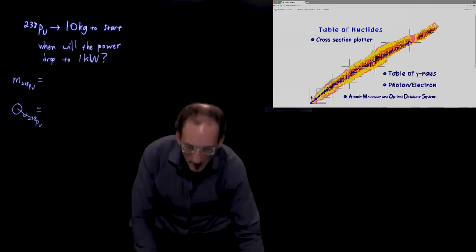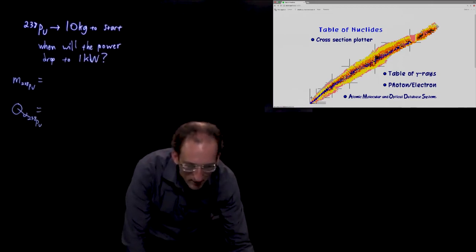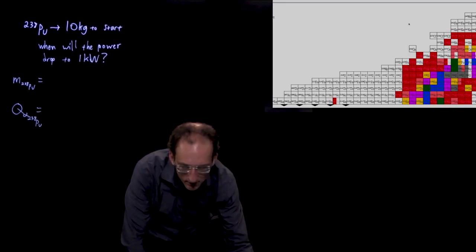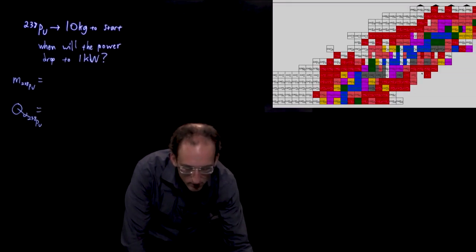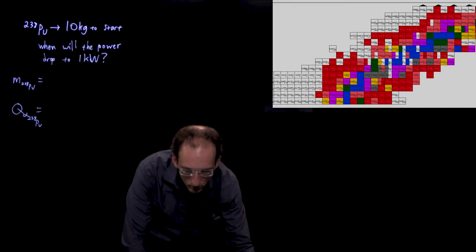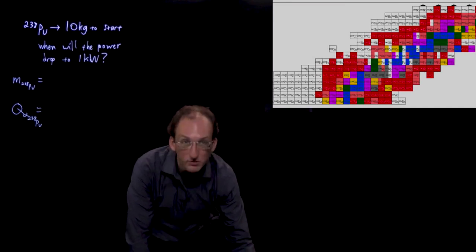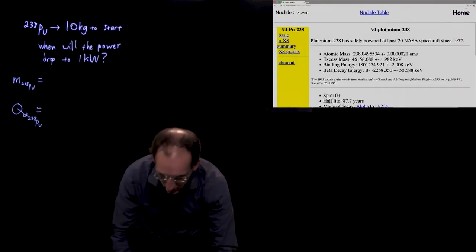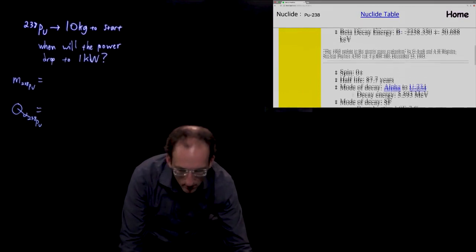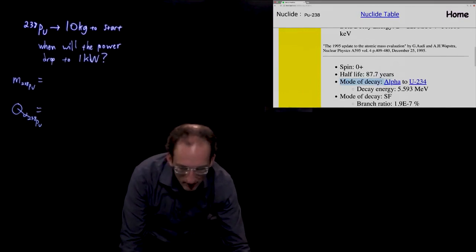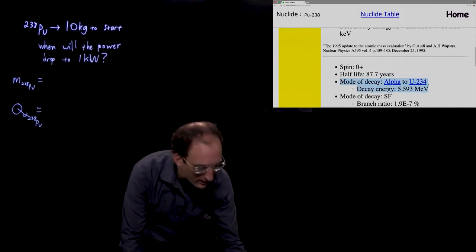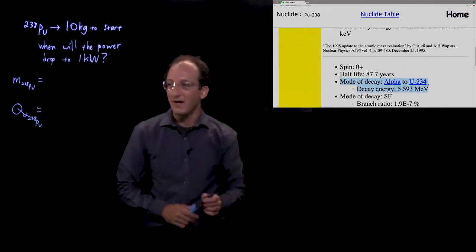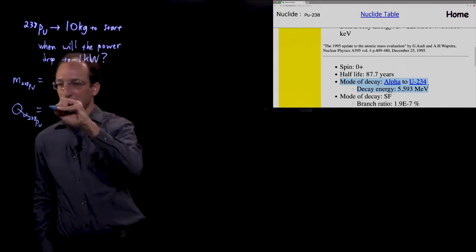So let's head to the table, click somewhere up in the plutonium region. And there's plutonium right there. We'll look at plutonium-238. And we can see that it's got a mode of decay via alpha decay with a decay energy of 5.593 MeV. So let's write that down.